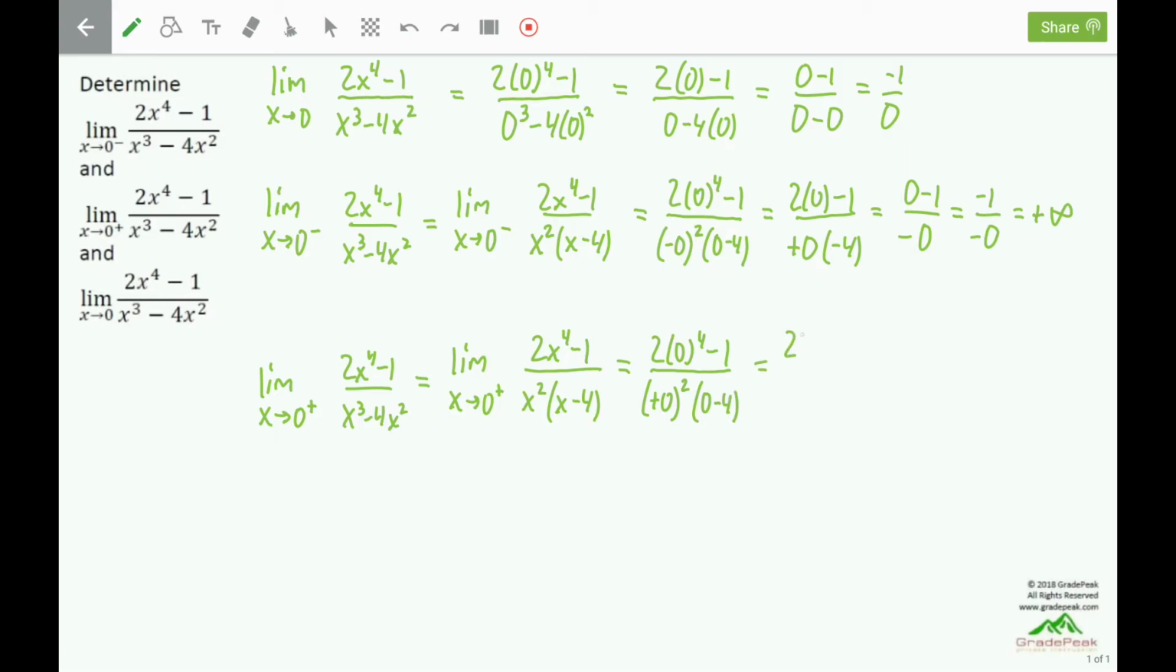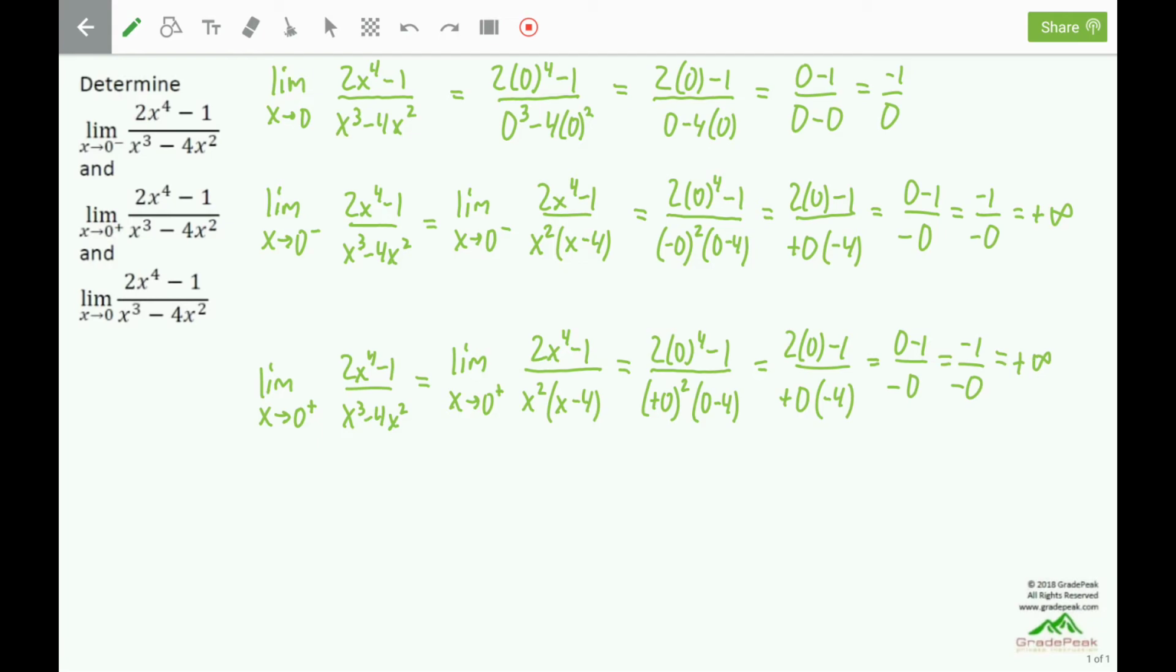Which gives 2 times 0 to the fourth is 0 minus 1 divided by a positive squared is a positive, 0 squared is a 0, times a 0 minus 4, which is a negative 4. 2 times 0 is a 0, minus 1 over a positive times a negative is a negative. 0 times 4 is a 0. 0 minus 1 is a negative 1 over a negative 0. A negative over a negative is a positive, and a non-zero over a 0 is an infinity. There's the result of the right-sided limit.